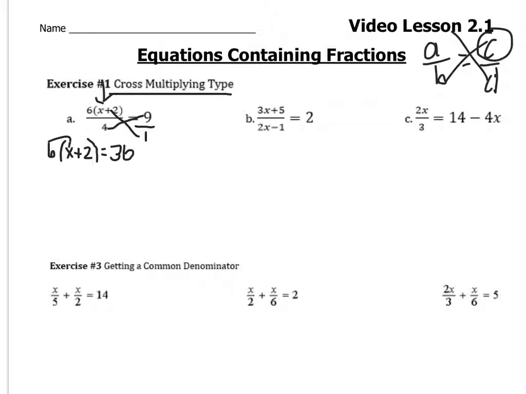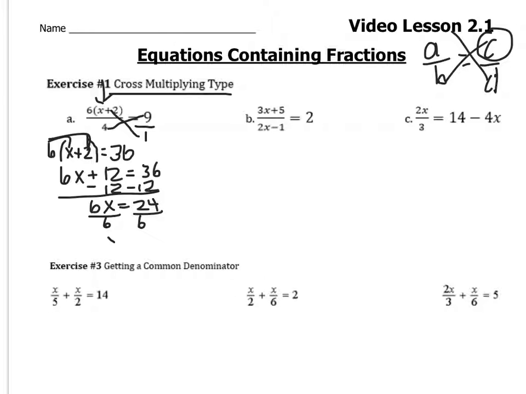To get rid of the parentheses, we distribute. 6 times x gives me 6x. 6 times 2 gives me 12 equals 36. To get that x by itself, I'm going to subtract 12 from both sides. And with 6x equals 36 minus 12 is 24. Dividing by 6 on both sides, I end up with x equals 4. 24 divided by 6 is 4. Now, as we talked about previously in set notation, here's what that would look like. X such that x is equal to 4.